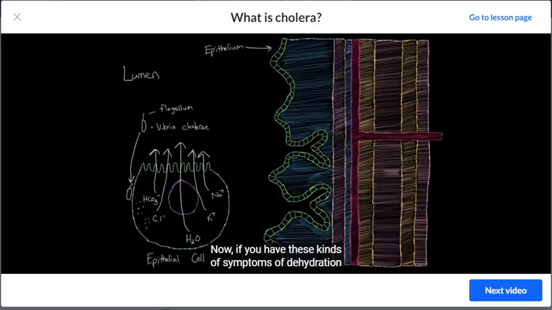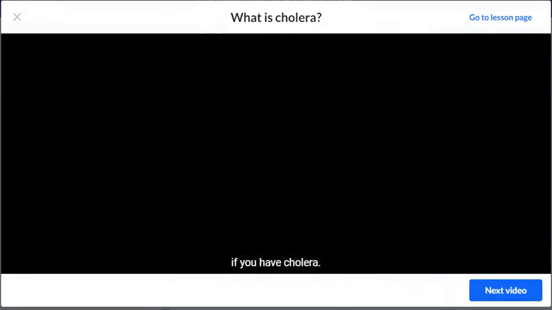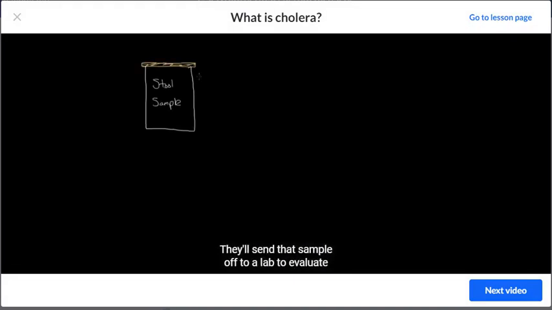Now, if you have these kinds of symptoms of dehydration and diarrhea, you may want to go to the doctor to see if you have cholera. What they'll do is they'll order a stool sample. They'll send that sample off to a lab to evaluate its contents. And that lab will check to see if you have either the bacteria or an antigen of the bacteria. And an antigen is really just kind of like a marker of the bacteria itself. If it does, then we can confirm that the person has cholera. And the doctor can then give their recommendations for what the person must do.